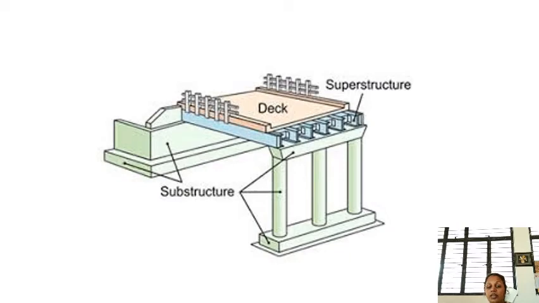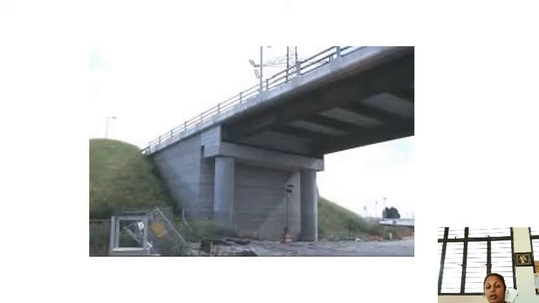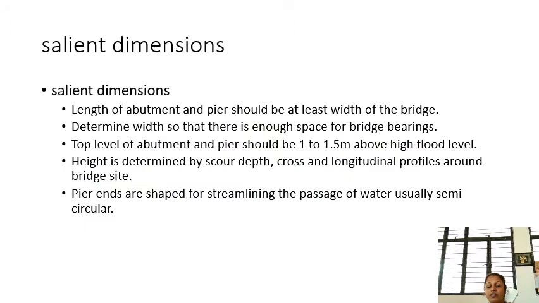Whenever we are designing the substructures, that is the abutments and the piers, we have different types of abutments and different types of piers. The salient dimensions that we need to look for start with the length of the abutment and the pier. It should be at least the width of the bridge, and it should not be less than the width of the bridge. The width should be determined such that it is enough for placing the bridge bearings also.